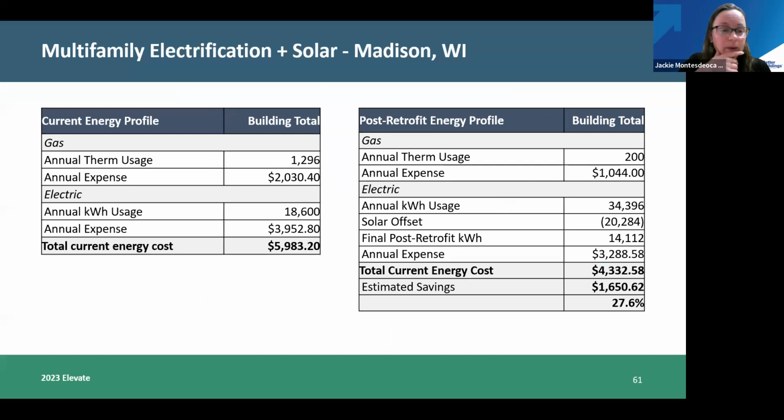So we'll talk a little bit about cost or savings here. Initially, they're looking at $2,000 in the annual costs on the gas side, sorry, and then around $4,000 on the electric. After the retrofit, with the solar that we're designing and fundraising for, or helping the owner fundraise for, the savings is about 27%. Go to the next case study here.